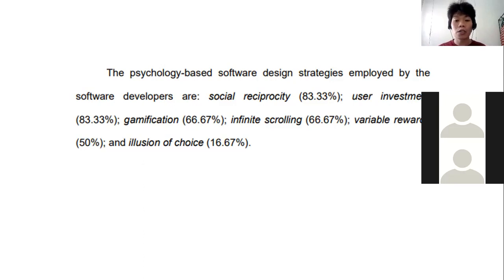So you need to focus on what indicator is the highest. So you need to focus on that.